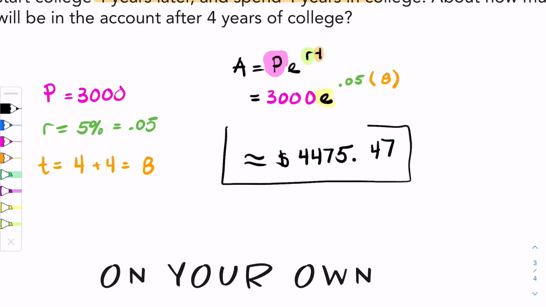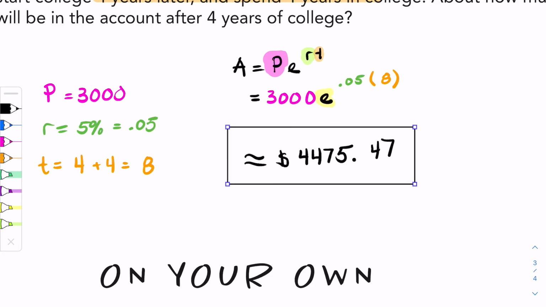So starting off with $3,000 at an account that earns 5% interest, 8 years later, this account earns an additional $1,475.47.